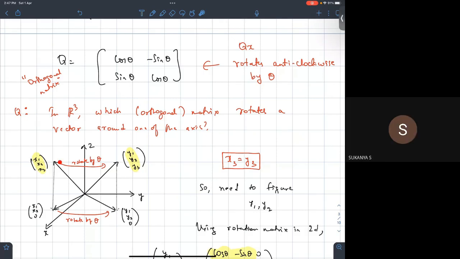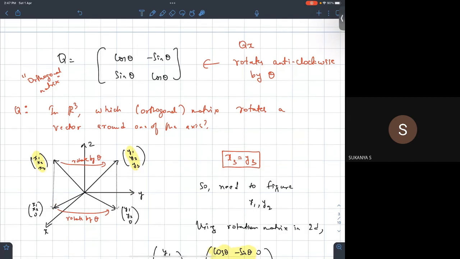Now, if z does not change, I can project this onto the xy plane, which is like making x3 0 and y3 0. So if I take x1, x2, 0 and rotate it counterclockwise by theta, I'll get y1, y2, 0. And it will be the same y1, y2 even if I throw in an x3 and y3, where x3 equals y3. So if I throw in an additional z coordinate, that rotation logic for x1 and x2 will still hold. So I can simplify this to the 2D case.